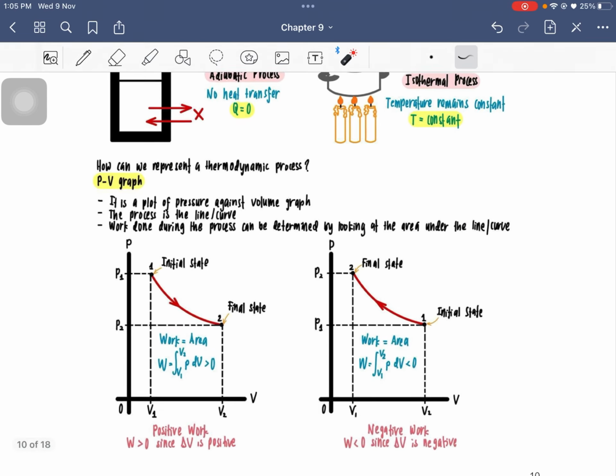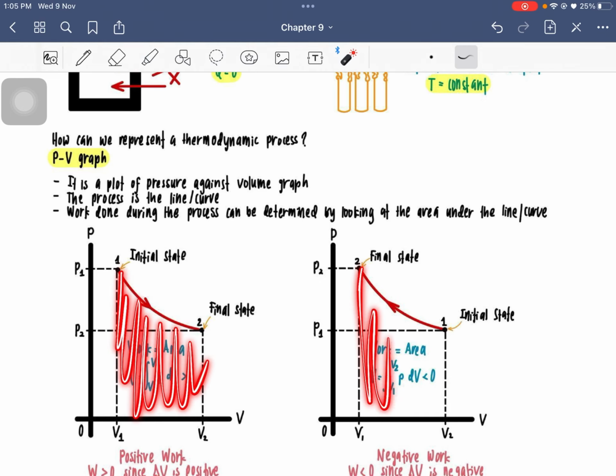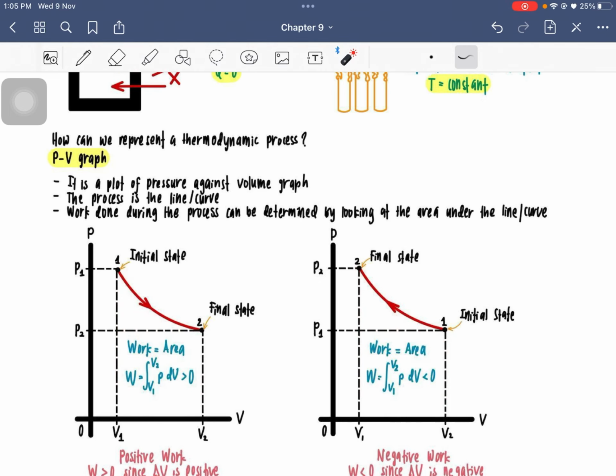So how can we represent a thermodynamic process? We can plot a PV graph, which is a plot of pressure against volume. The process is shown as a line or a curve. The work done during the process can be determined by looking at the area under the line or the curve. So the area under this graph here is telling us about the work done.